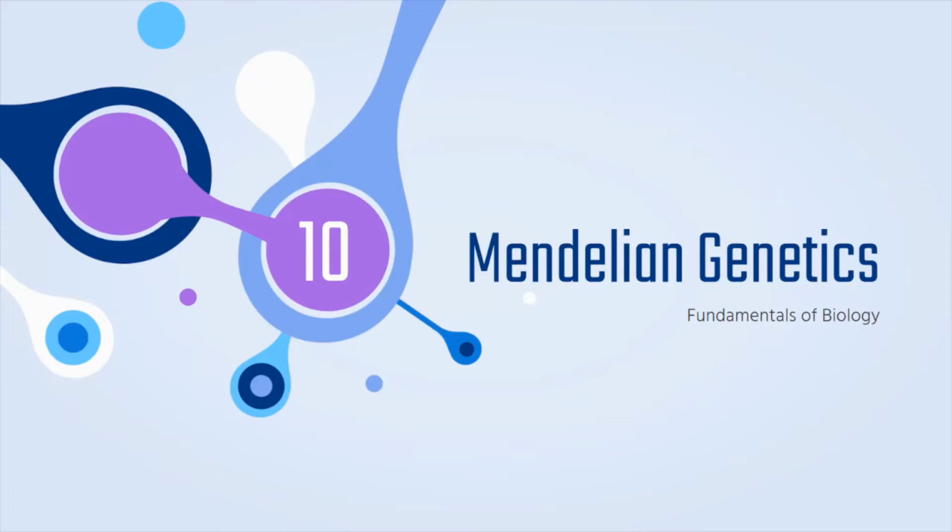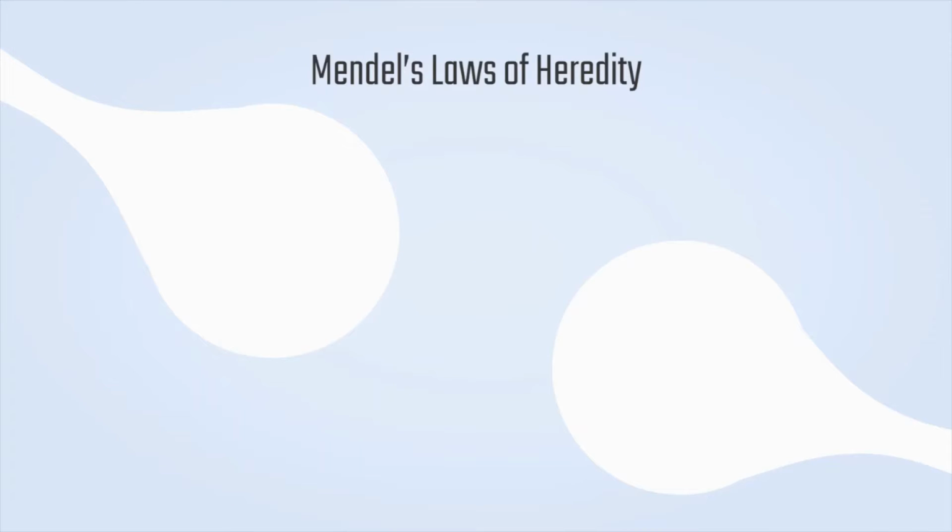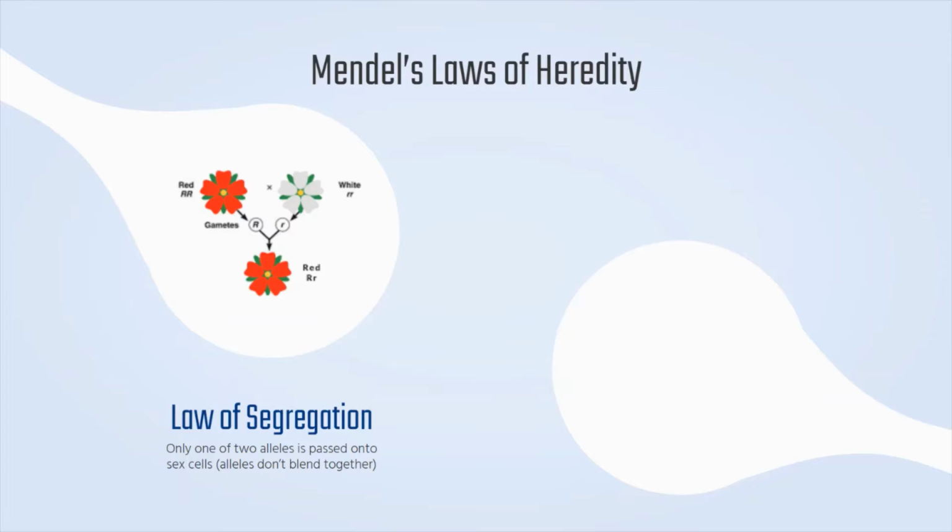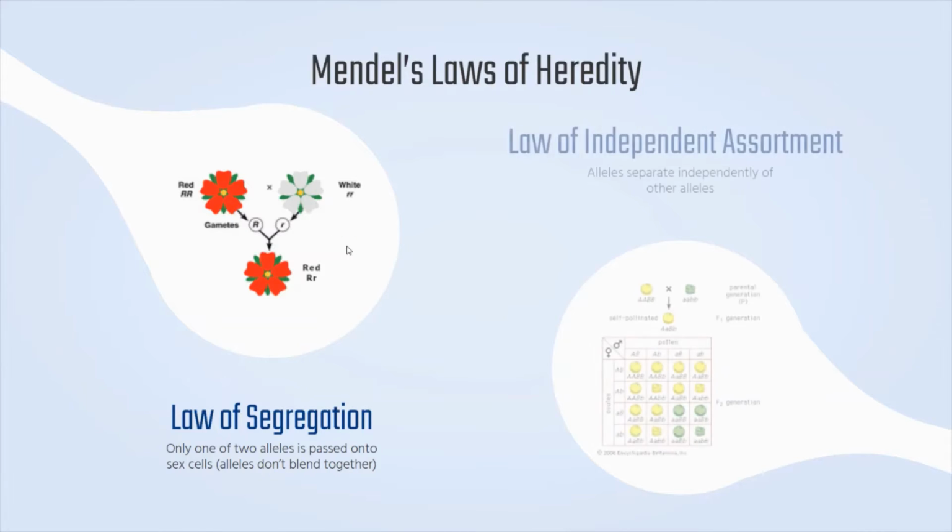This is the 10th video in the Fundamentals of Biology, and today we're talking about Mendelian genetics. So Mendel has two laws of heredity. The first one is called the law of segregation, which means only one of two alleles is passed on to sex cells. And that means that alleles don't blend together. So in this diagram, each parent will only donate one of their letters or alleles. So this one will give a capital R and this one will give a lowercase r.